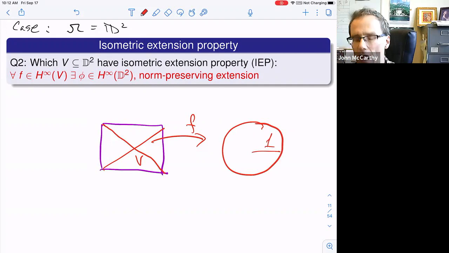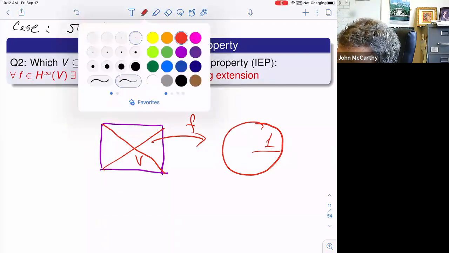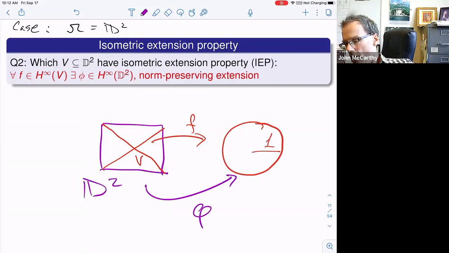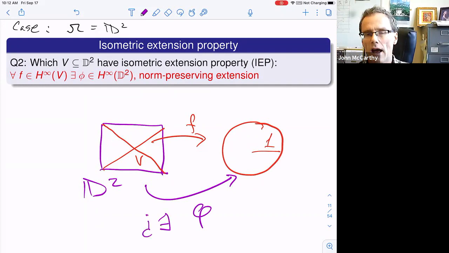Can I extend f to a function phi on the whole bidisk that also has norm 1? So does there exist a phi that extends f and has the same norm? And this is going to turn out to depend on what V you choose.